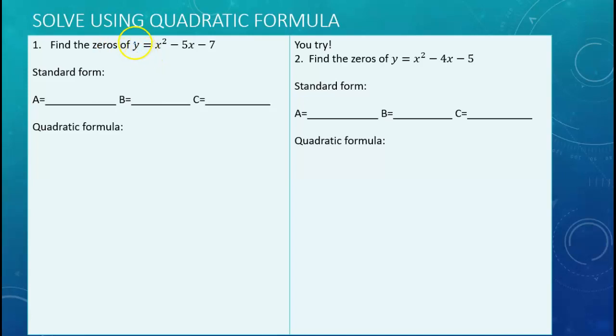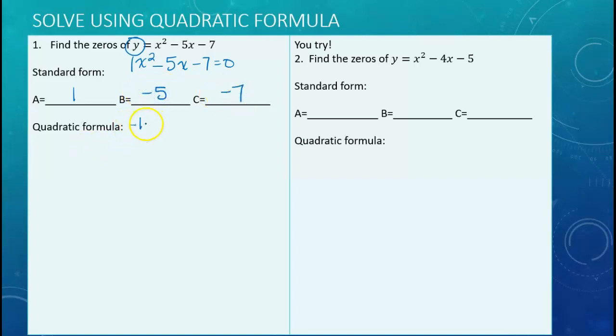So remember, we're finding the zeros, which means we want to replace y with 0. So this becomes x squared minus 5x minus 7 equals 0. And then just like when we factor, we want to identify our a, our b, and our c. A is 1, b is negative 5, and c is negative 7.